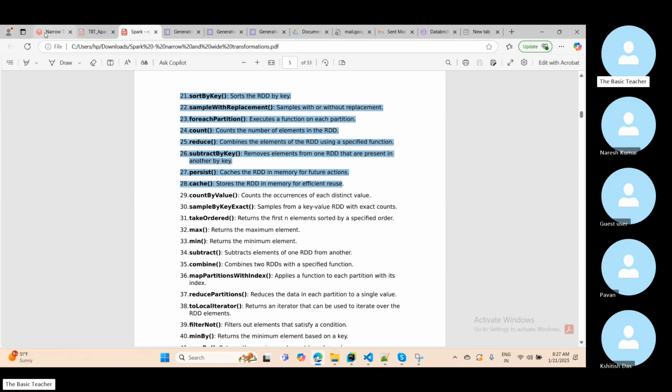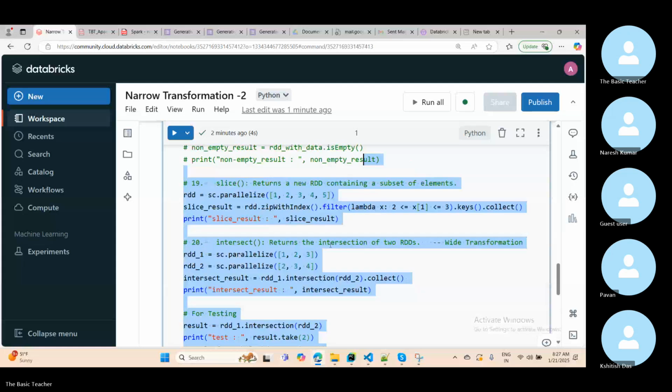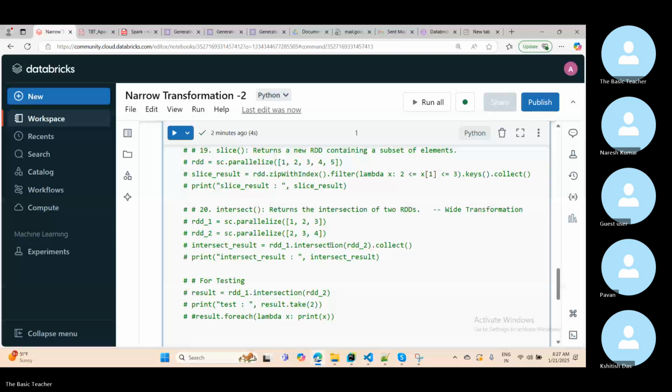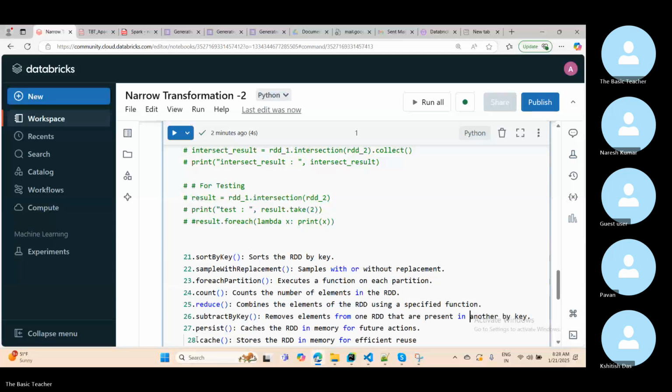Then let me comment out all this. And this is about sortByKey. And for each partition, sample with replacement and all, these have some different things, persist and so on.